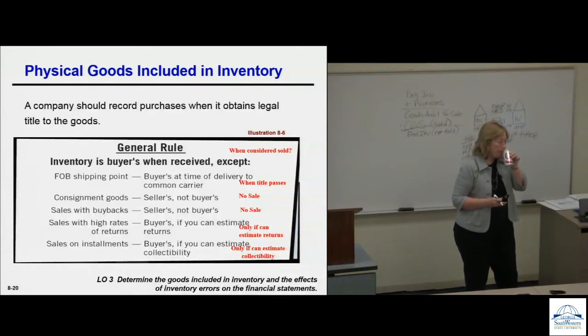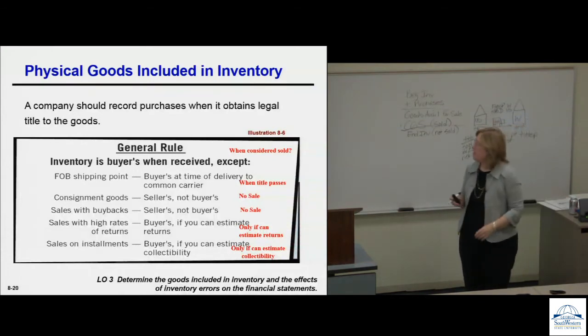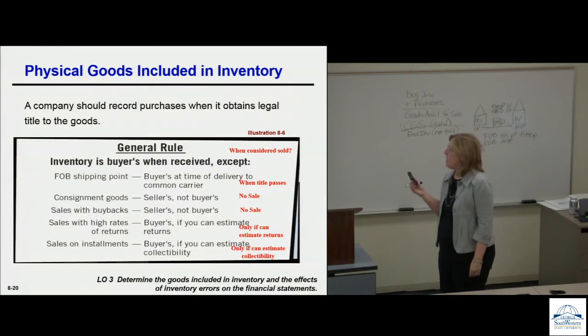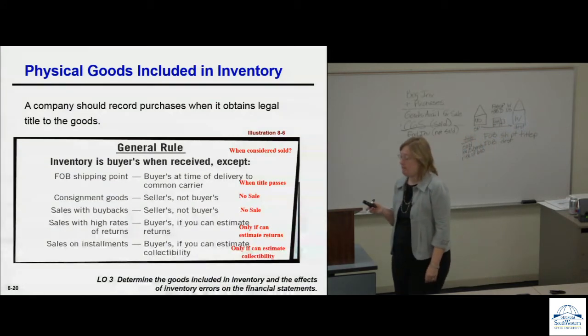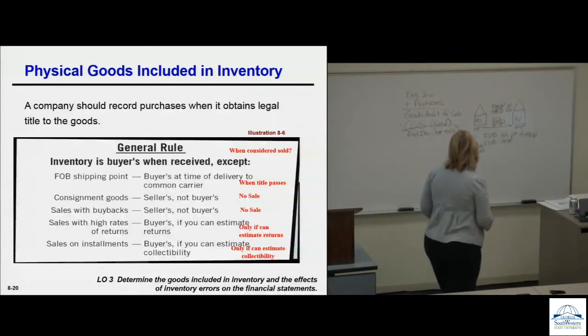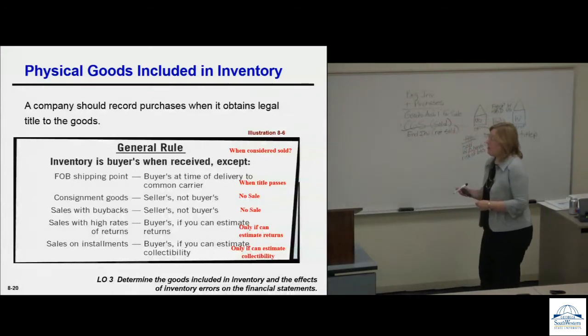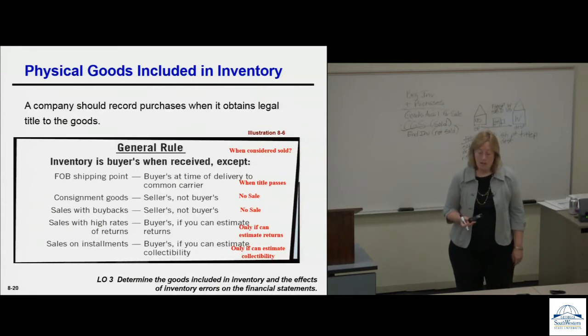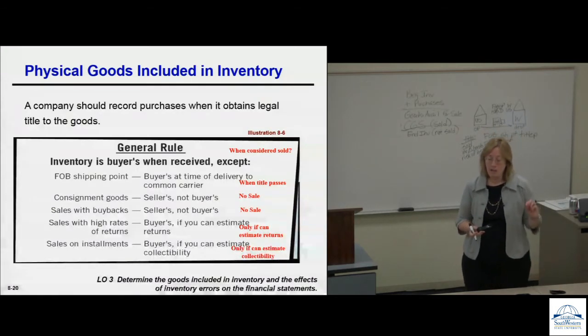Okay. So now the next one, consignment goods. Yeah, like I say, I'm sorry we're not going through slides because it's really better when you have these pictures to go with. But in consignment goods, how many of y'all have any idea what a consignment good is? Yeah? No? Consignment? Strange word, right?